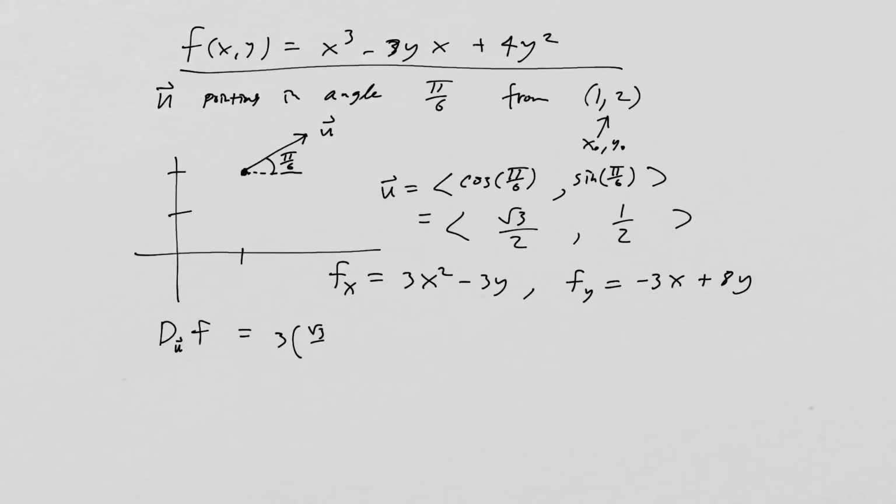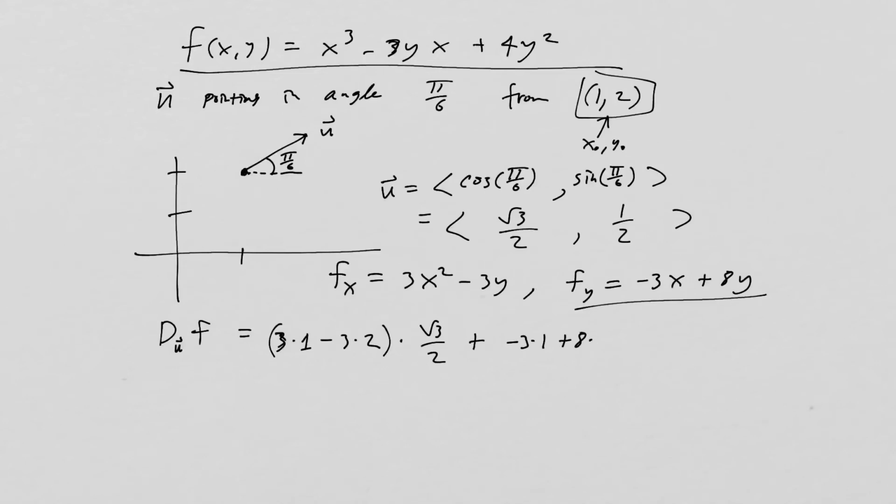Oh, sorry, my bad. What is the point we want to look at? We want to look at the point 1, 2, right? So we're going to have 3x, so that's going to be 3 times 1 minus 3 times, and y is going to be 2, right? So that's my fx, and then we're multiplying by root 3 over 2, plus, and now we'll take the derivative here and evaluate it at 1, 2, and it's going to be negative 3 times 1 plus 8 times 2, all multiplied by 1/2.